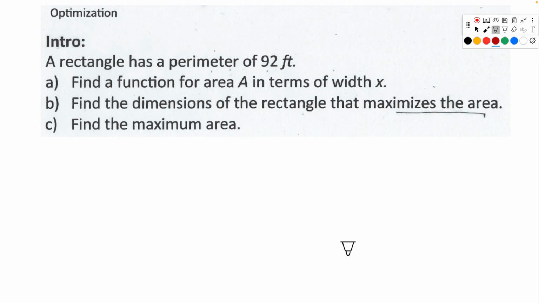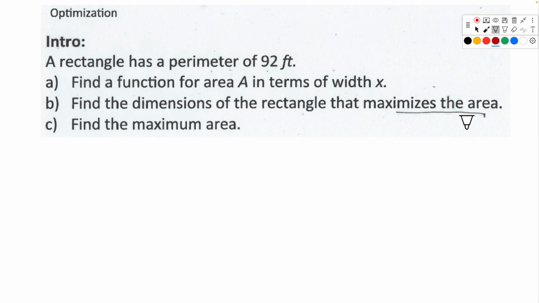Okay, so here's where we're going to start using the process. I don't necessarily go step by step, but I start with a rectangle and a perimeter. And then what I see is, okay, there's not one thing. They want to find three things. They want us to find a function for the area. They want us to find the dimensions of the rectangle that maximizes the area. And then they want to find the maximum area.